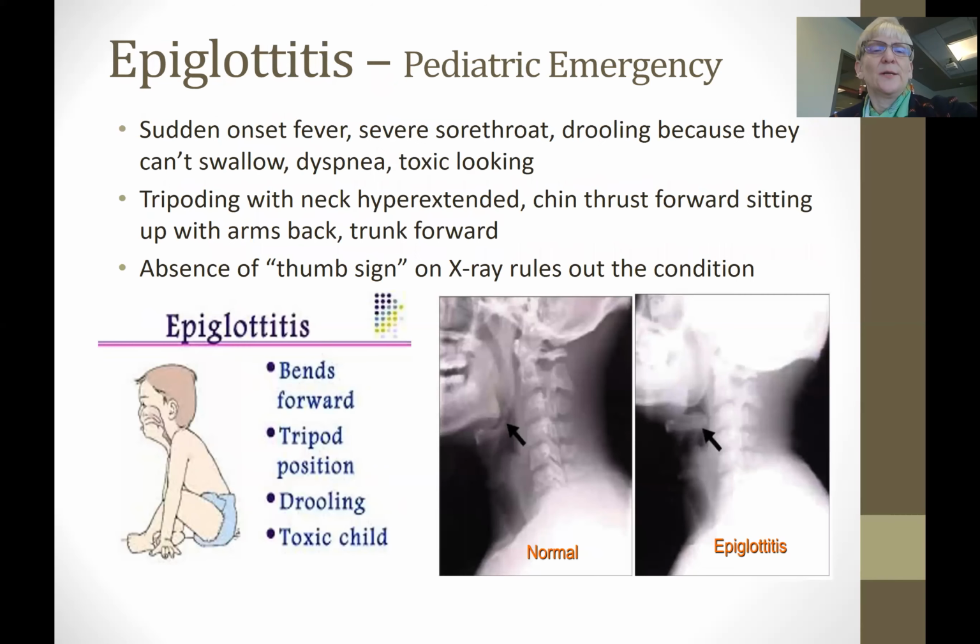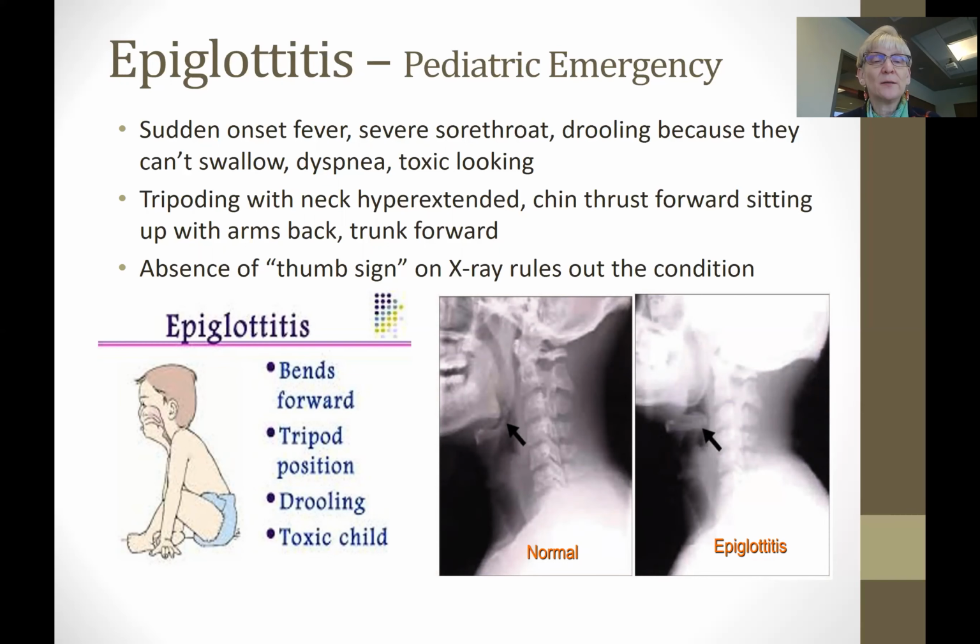All right, moving on. So epiglottitis is distinguished from croup in that this is a pediatric emergency. This is a sudden onset of fever, sore throat, and drooling because they can't swallow. They are having difficulty breathing and they are toxic looking. And if you ever see a kid with epiglottitis, you will not forget it.